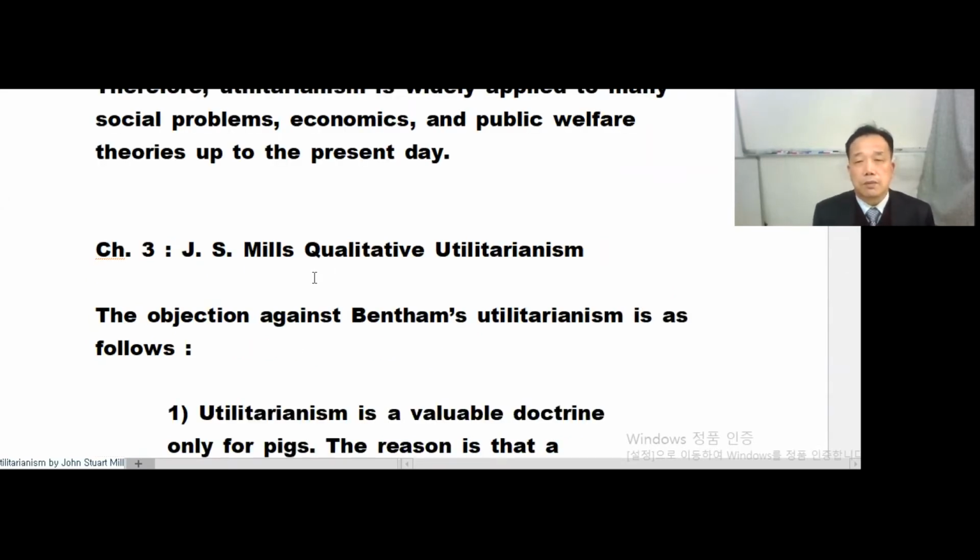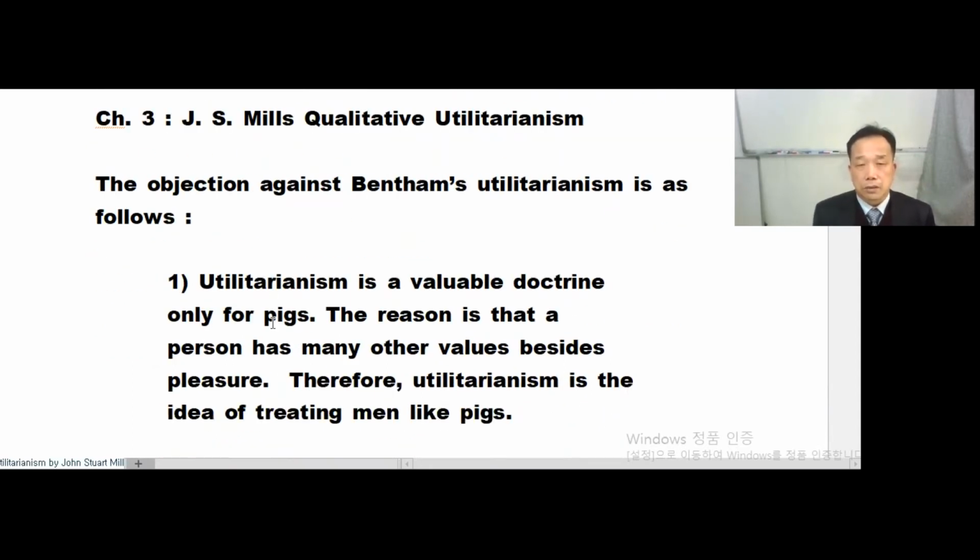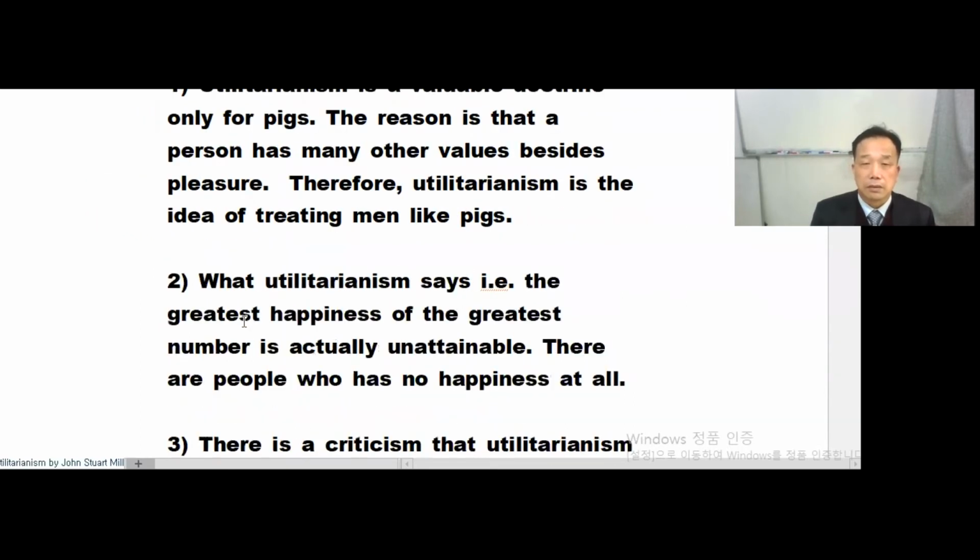Chapter 3, J.S. Mill's qualitative utilitarianism. The objections against Bentham's utilitarianism are as follows. First, utilitarianism is a valuable doctrine only for pigs. The reason is that a person has many other values besides pleasure. Therefore, utilitarianism is the idea of treating men like pigs.